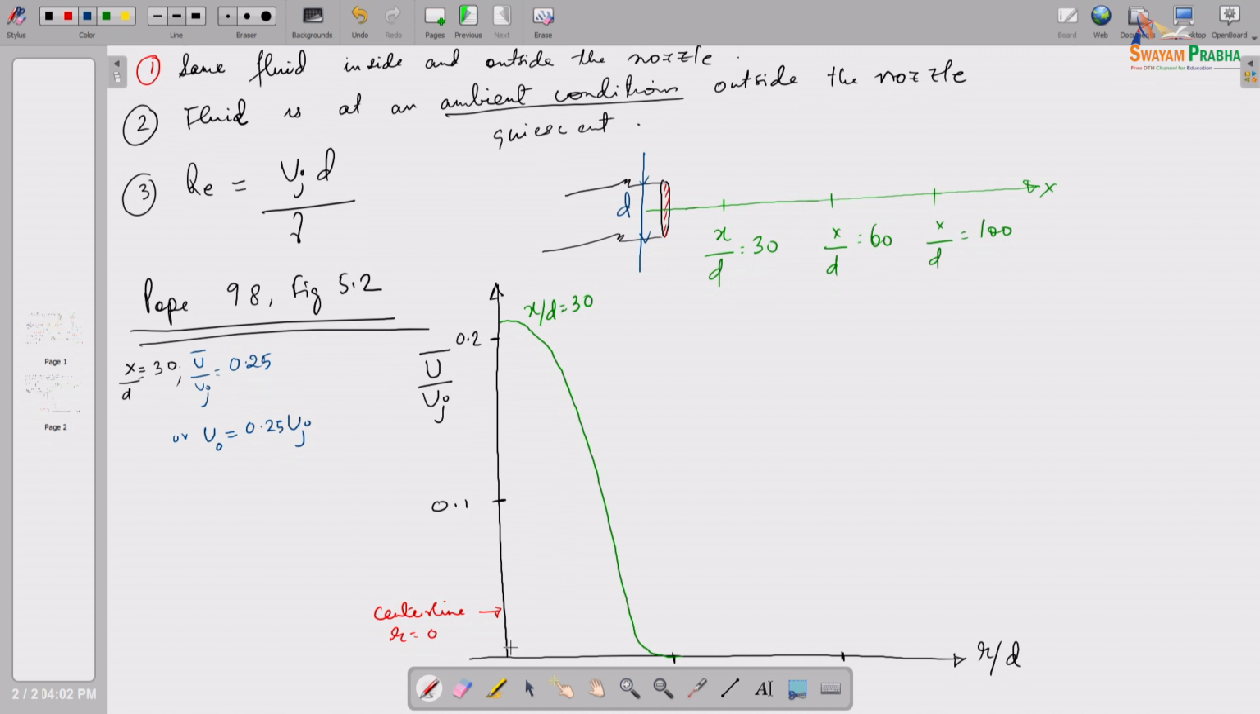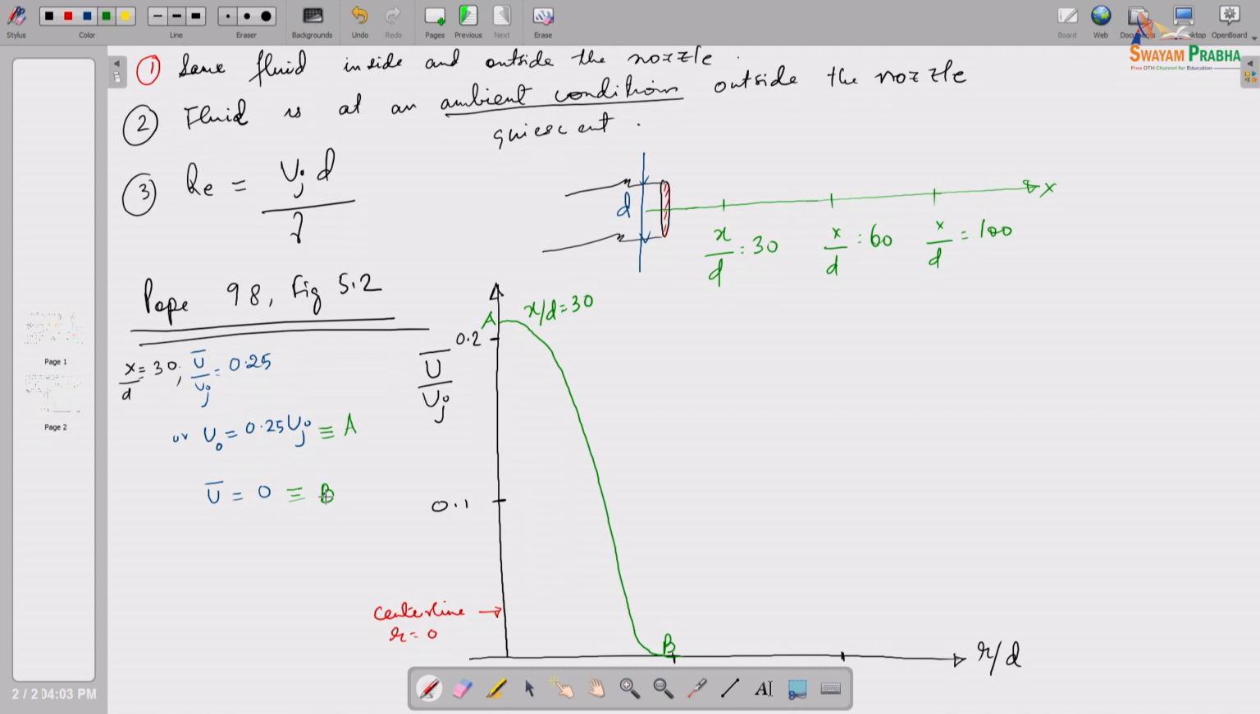Now let's just say that I'm also going to mark this. Let's just say this is point A and this is point B. So this u naught corresponds to point A. Now, the other one is u b, where the velocity is basically 0. So, I can say that u mean is equal to 0 and that corresponds to the point B.